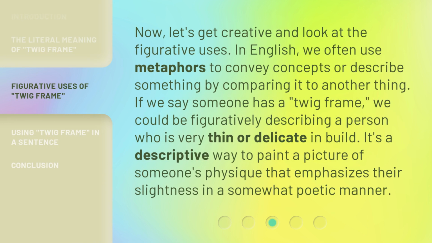Now, let's get creative and look at the figurative uses. In English, we often use metaphors to convey concepts or describe something by comparing it to another thing. If we say someone has a twig frame, we could be figuratively describing a person who is very thin or delicate in build. It's a descriptive way to paint a picture of someone's physique that emphasizes their slightness in a somewhat poetic manner.